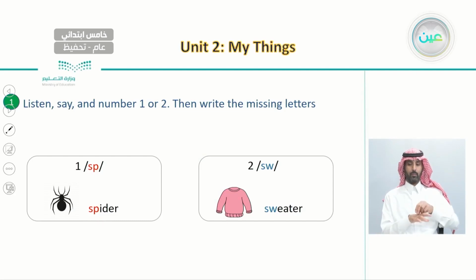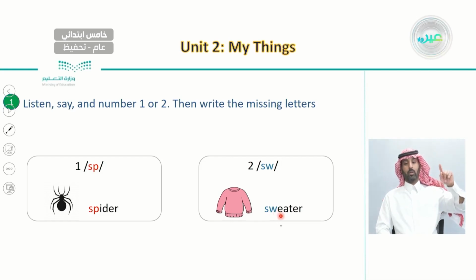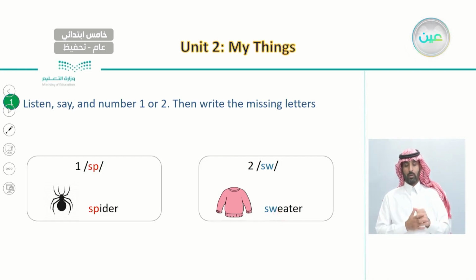Spider. Say after me. Spider. Spider. Very good. And the second sound we have that starts with SW is sweater. Sweater. Say after me. Sweater.